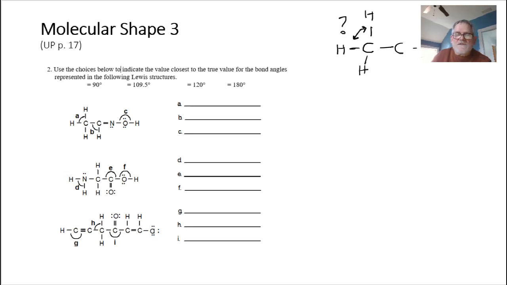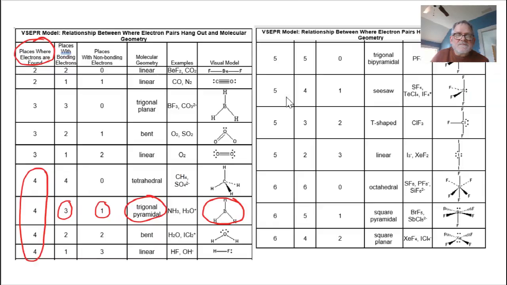Well, we use our VSEPR table. We have a carbon, and how many places do electrons hang out around this carbon? One, 2, 3, 4. 4 places. So let's go to our VSEPR table. Again, we're looking at 4 places where the electrons hang out around the central atom. Of these 4 places, how many are bonding and how many are non-bonding? In this case, all 4 are bonding. So we have a tetrahedral.